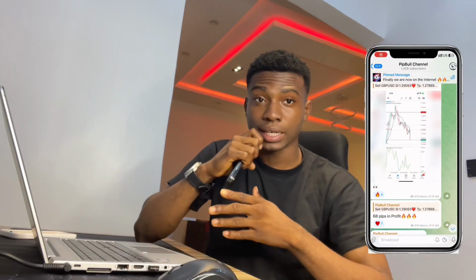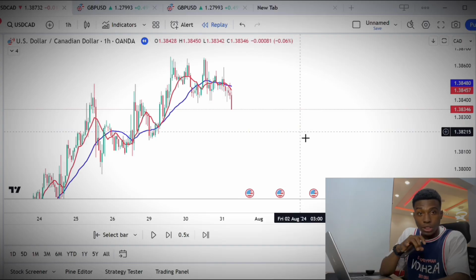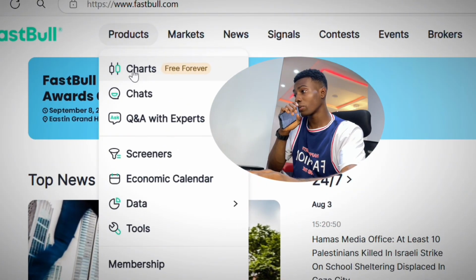Now what I'm going to do is use the trades that I shared with you guys on Telegram to give you an idea of how I take trades with the moving average. As you guys know, we're going to be using FastBull for our chart, but I'll tell you more about that later. To get the charts on FastBull, we're going to get to the chart section, and right there you can access the chart. Now let's get into the business for today.